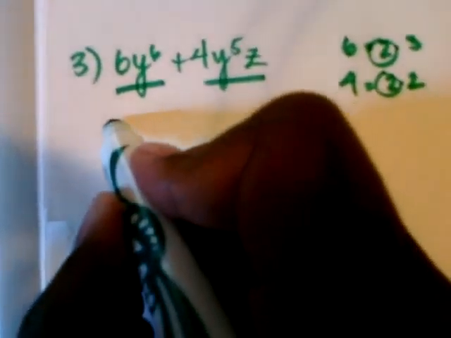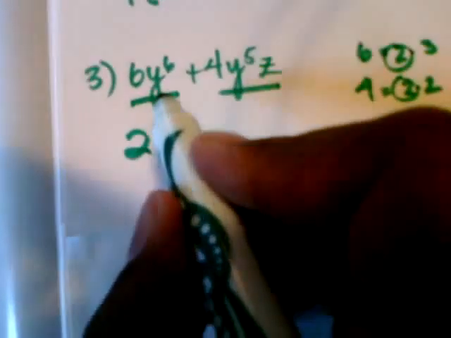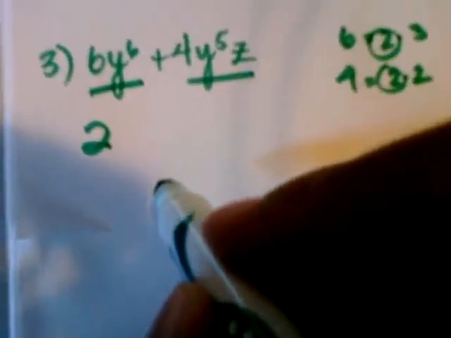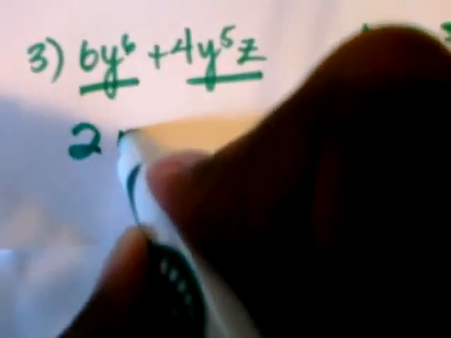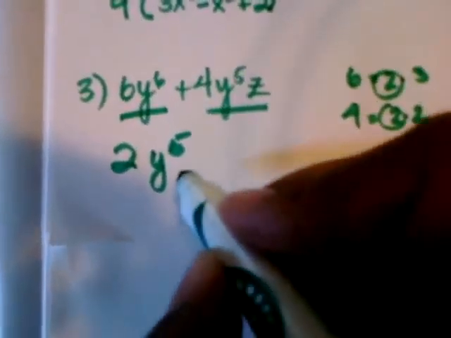So I'm going to take a 2 out. Now, they both have y's. This one has 6 y's, y to the 6th. This one has 5 y's, y to the 5th. And so, if I have 6 y's here and 5 y's here, then their common factor is 5 y's. So their common factor is y to the 5th. They don't both have z's, and so that z stays there.